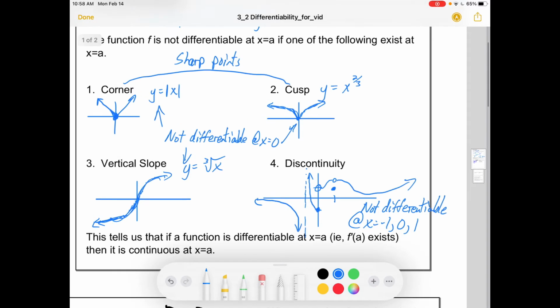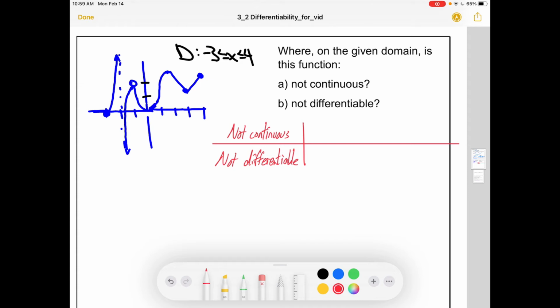And so that tells us that differentiability is a more strict thing to look for than continuity. Functions that are differentiable at a given point are a subset of continuous functions. So if a function is differentiable at x equals a, then it is automatically continuous at x equals a, because discontinuity means not differentiable.